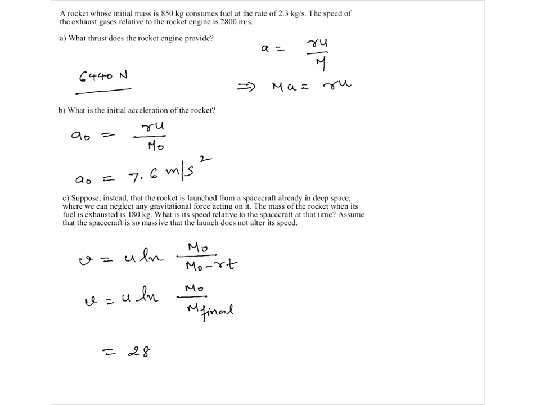U is given as 2800. Initial mass 850. Final mass 180. Just look at those numbers. Without fuel, mass is 180. And with fuel, it is 850. Most of the mass is that of fuel. That's not the case in a car, right?